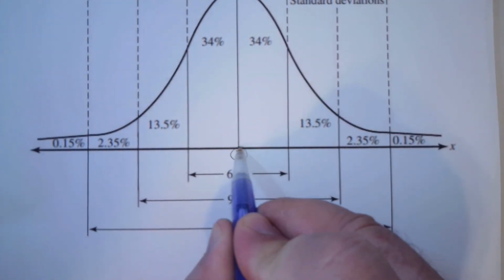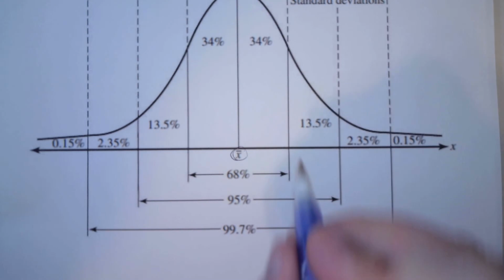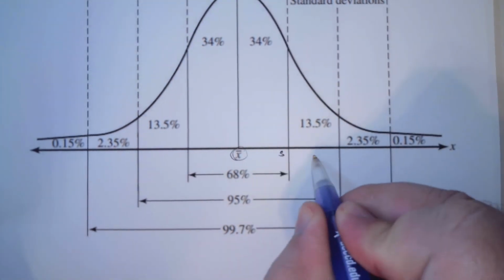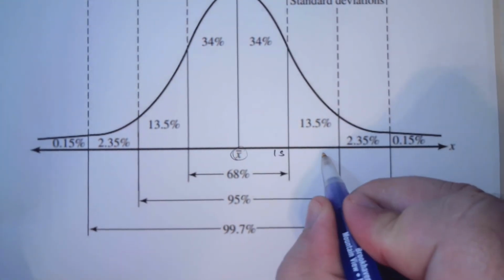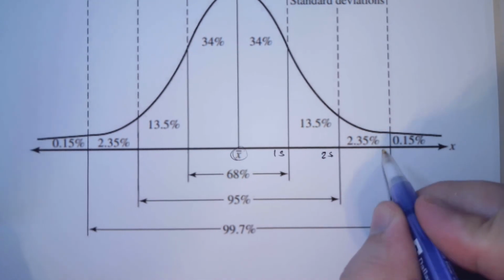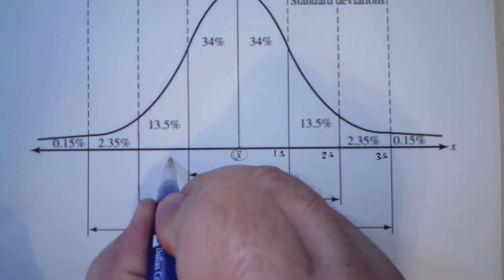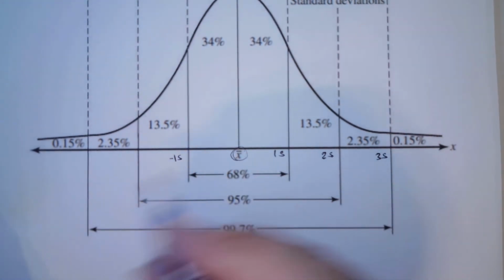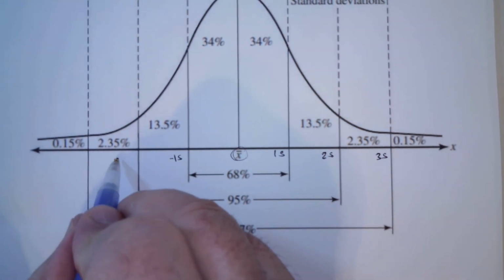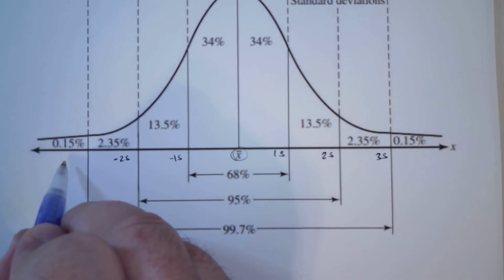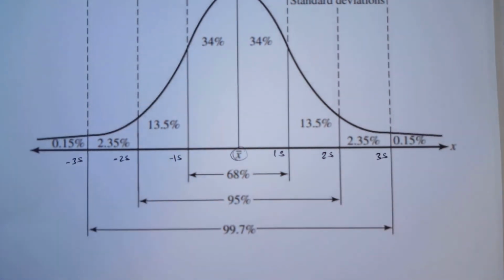Here's your mean. That's your average. Each of these are standard deviations. That's 1 standard deviation, 2 standard deviations, 3 standard deviations. Going backwards, it's -1 standard deviation, -2 standard deviations, -3 standard deviations.